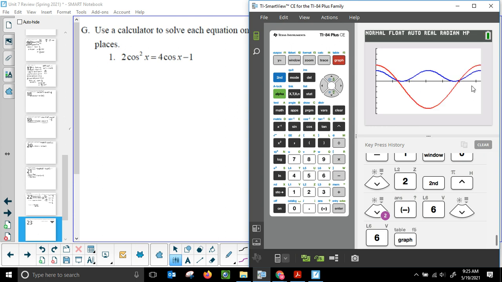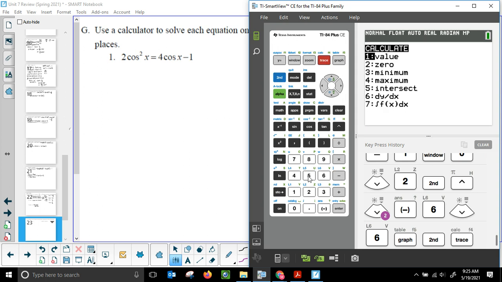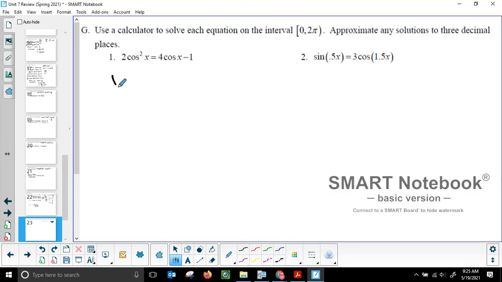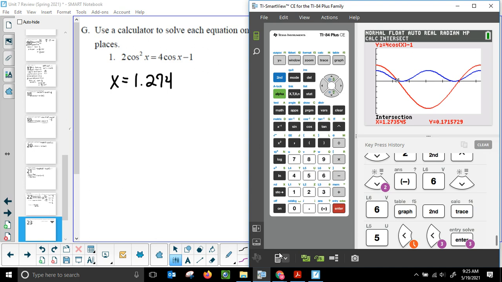All right, well, how many places are these functions equal to each other? 2 times, right? And we find those by hitting second trace. We go down to the 5th option, intersect. All right, you just simply move your cursor to the first place where it looks like they intersect and hit enter 3 times. 1.274. So x equals 1.274. We only care about the x's in this case when we solve, right? When we solve equations, we typically just say x equals. If you gave me an ordered pair, I would accept it, but we really are only looking for the x's.